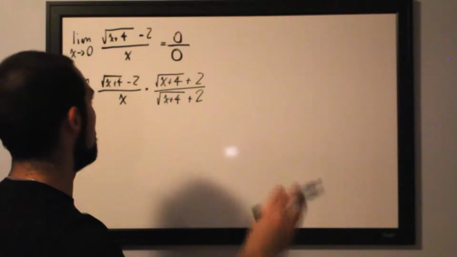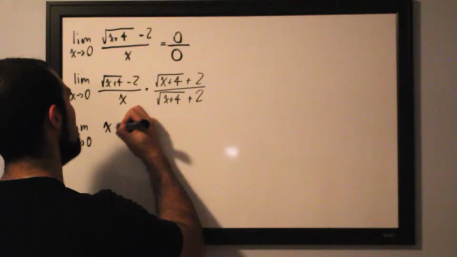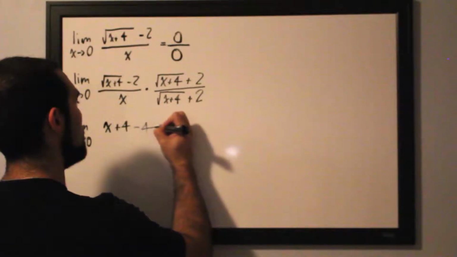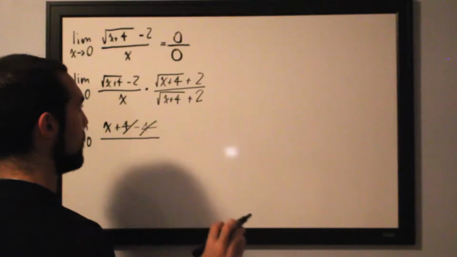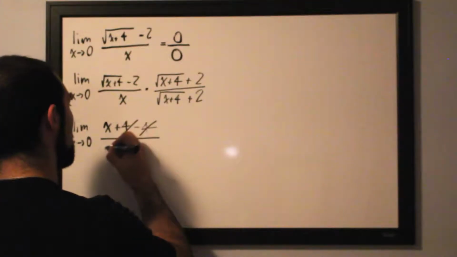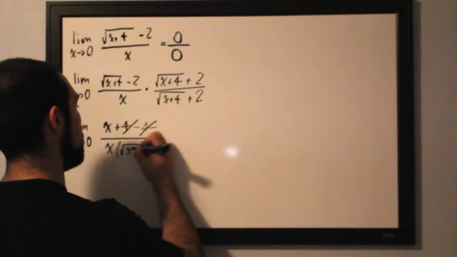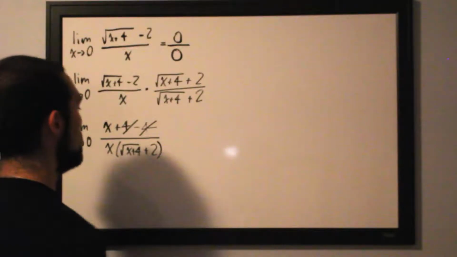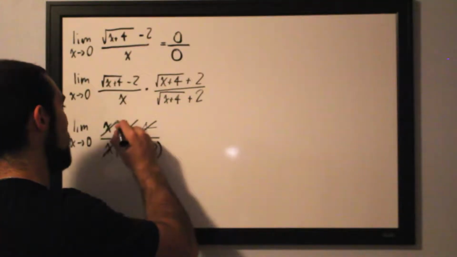It'll all work out. So we're going to have left in the numerator an x plus 4, and then a minus 4. X plus 4 minus 4, these 4's cancel each other out, we're just left with x. And in the denominator we have an x factor multiplied by this whole thing over here, which is going to be the square root of x plus 4 plus 2. We also have a common x factor that can be canceled out, so we're going to cancel those as well.